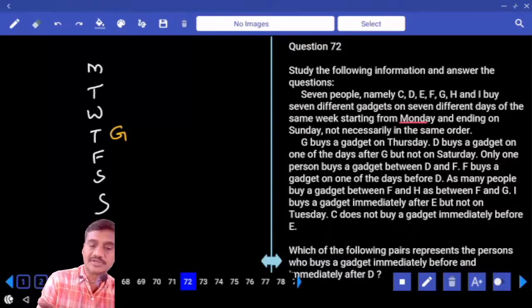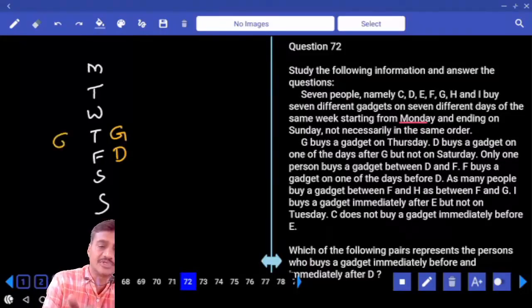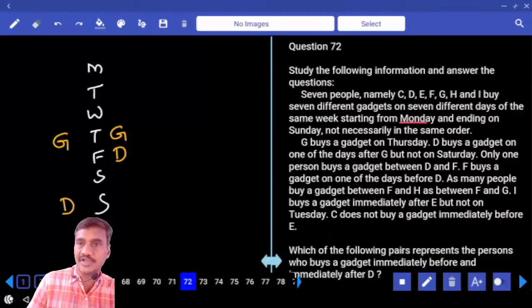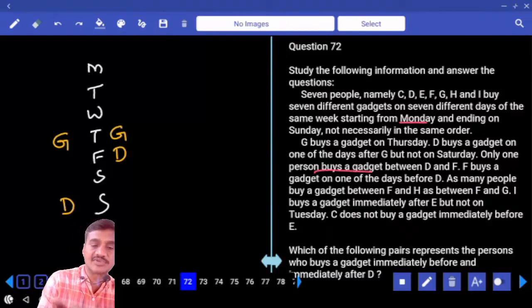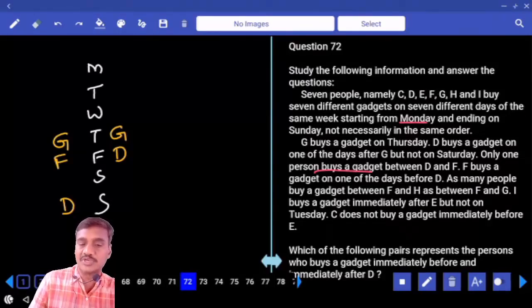After G but not on Saturday, so it could be either Friday or Sunday. In the second possibility, D must be on Sunday. So D is on Friday or D is on Sunday, two possibilities. Only one person between D and F. There must be exactly one person between D and F. F is here.